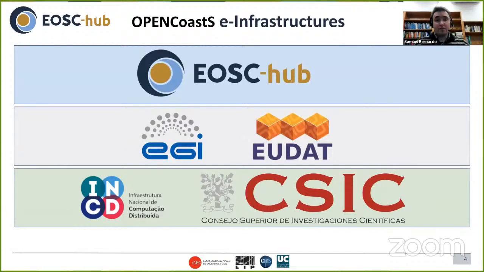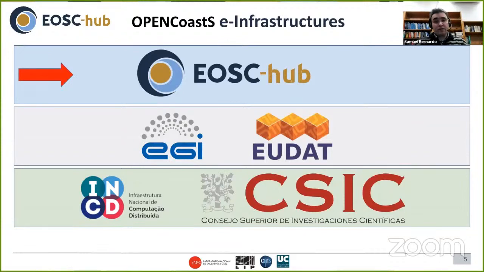EOSC-hub is the first entry point portal where end users can access the existing services available from European projects. Then there are, as I presented before, EGI and EUDAT as the layer for exposing the services that exist in all related country infrastructures. Then, as I explained before, we also have INCD and CSIC as the supporters of the OpenCoastS project.